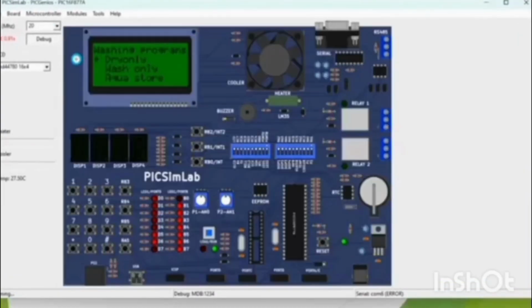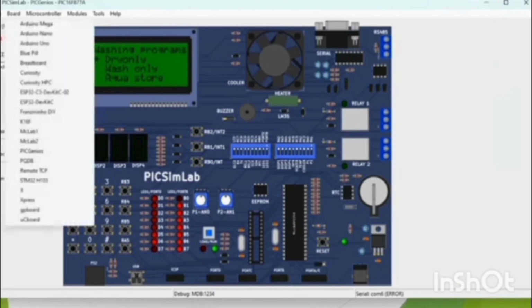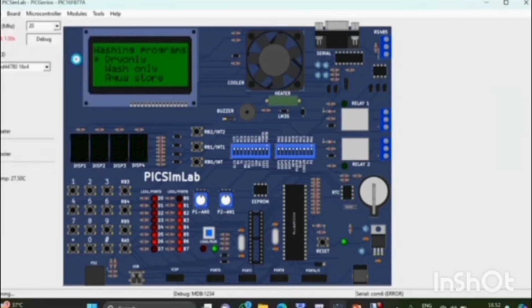Now let us see the demonstration. Simply coding for the washing machine. We now upload the code in the board. This is simply the PIC 16F877A MC board. Here we uploaded, and we can see in the CLCD: press key 5 to power on the washing machine. Whenever we press switch 5, it shows the washing programs.